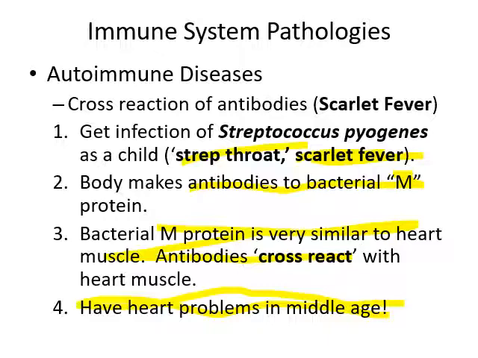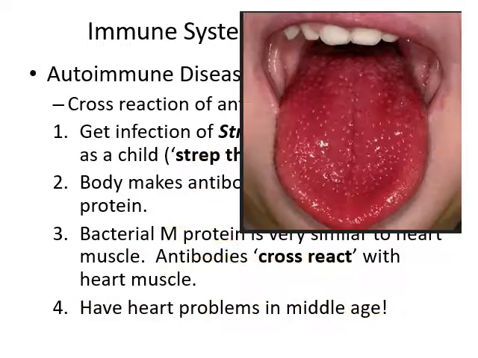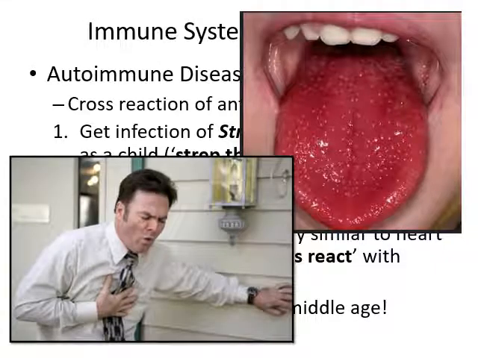These days, if your child gets a fever, hopefully you take the child to the doctor and you get antibiotics that will kill the Streptococcus pyogenes before your immune system starts mounting the primary immune response to it. This is the strawberry tongue, as it's called, a bright red tongue that you get when you have strep throat. And if you develop scarlet fever as a child, then you could have heart problems as a middle-aged person.